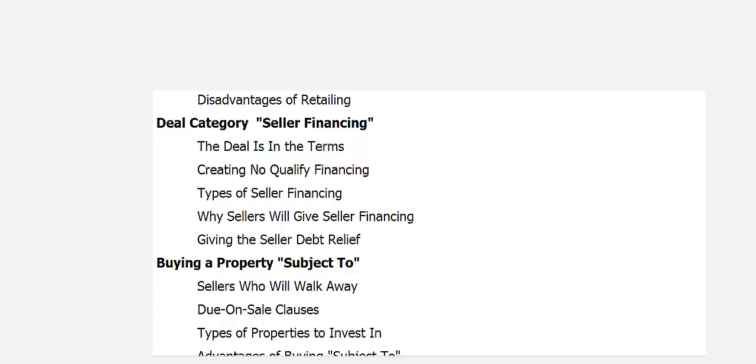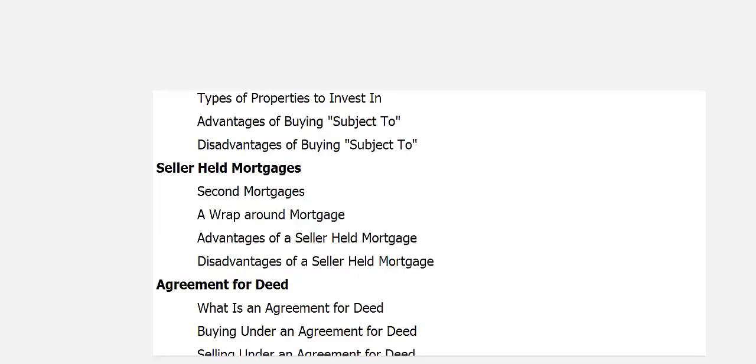What's the due-on-sale clause? How do we deal with it? Types of properties to invest in. What are the advantages of buying subject to? What are the disadvantages of buying subject to?